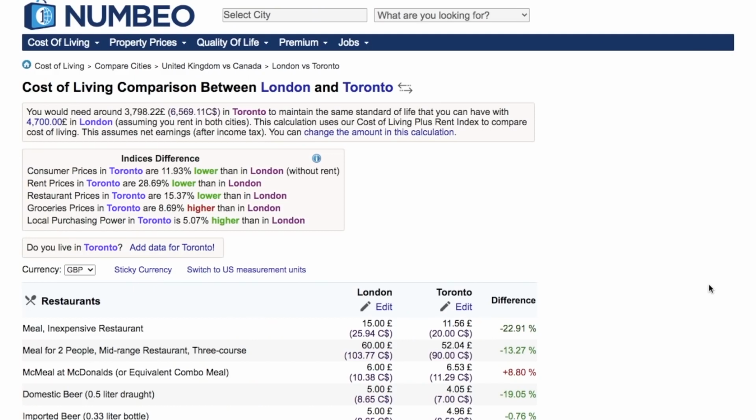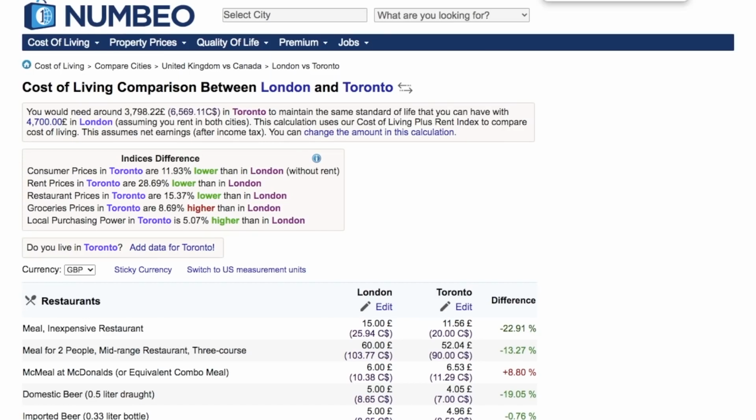Okay, so to discuss the cost of living, I'll take you to numbeo.com. It's a lovely website where you can compare the cost of living of any two cities around the world. So I've compared London of the UK with Toronto of Canada. Here you can clearly see that you would need around £3,800 in Toronto to maintain the same standard of life that you can have with around £4,700 in London. So obviously London is way more expensive than Toronto.